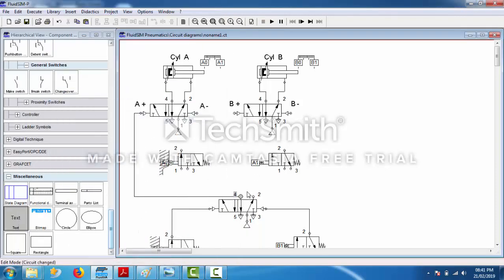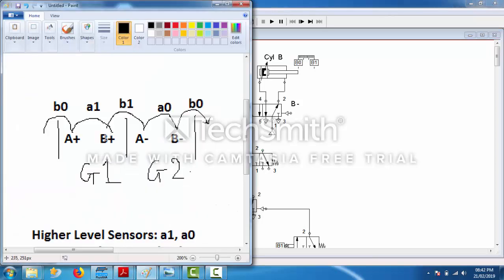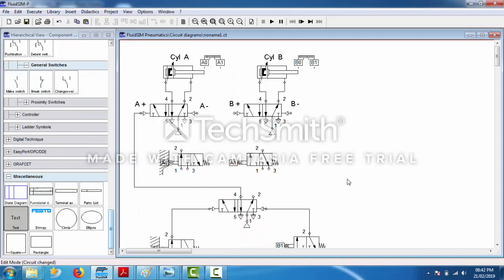So what we are going to do over here? We are going to place the A1 sensor. A1 sensor is doing what? A1 sensor is doing B plus. So the output of A1 sensor will go to B plus. Output of A1 sensor has gone to B plus.